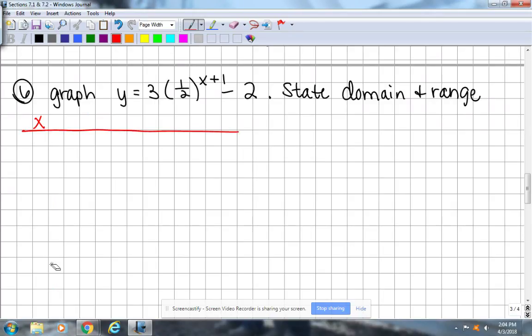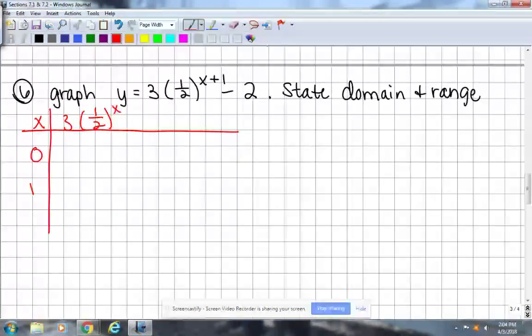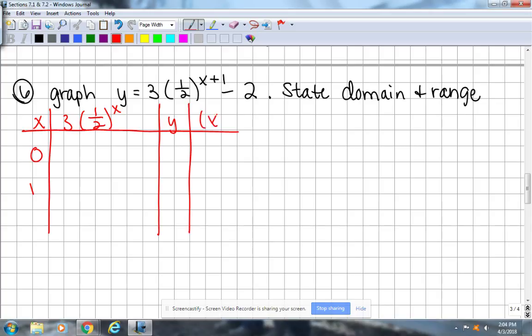I don't know why I made that so big. I only need it for 2 numbers: 0 and 1. And I'm going to say 3 times 1/2 to the x. I'll save the rest of it to shift later. So there's y and there's our order there.